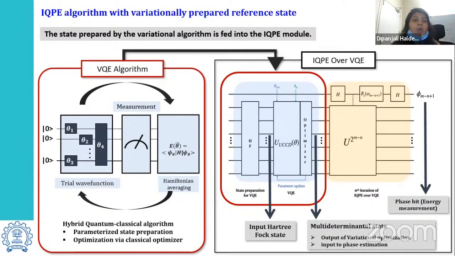But for our case, we don't need a fully optimized state from VQE. We need a semi-optimized state from the variational quantum eigensolver algorithm. So what we do is take a semi-optimized state from the VQE algorithm, which is a multi-determinantal state, and feed it into the phase estimation algorithm as an initial state, so that when we measure the ancilla at the end, we get the phase beat associated with this correlated ground state prepared by the VQE algorithm.